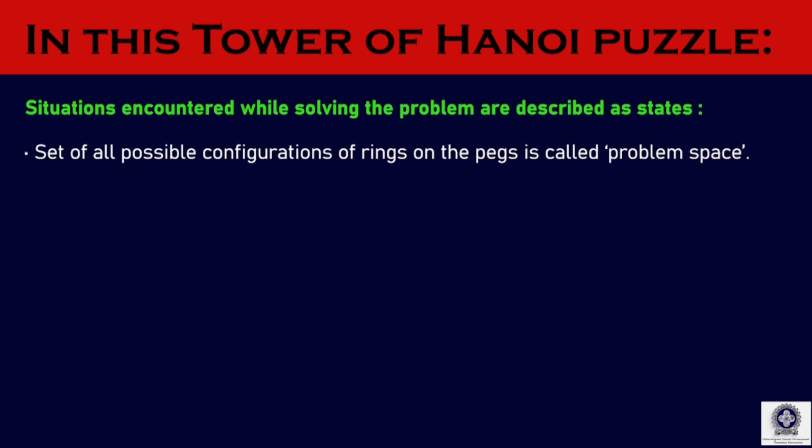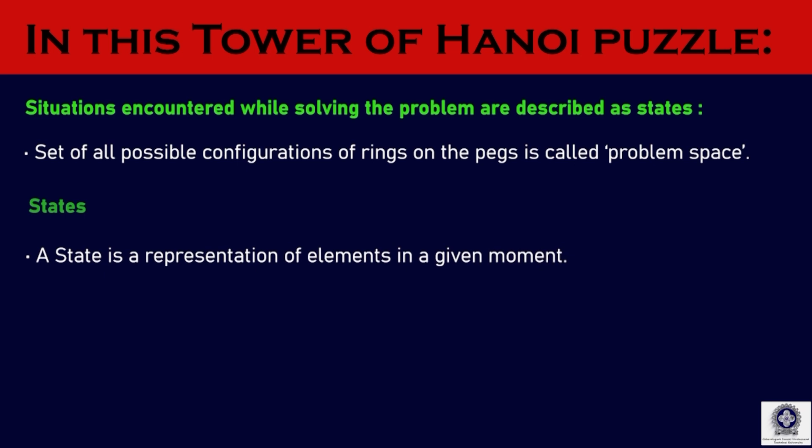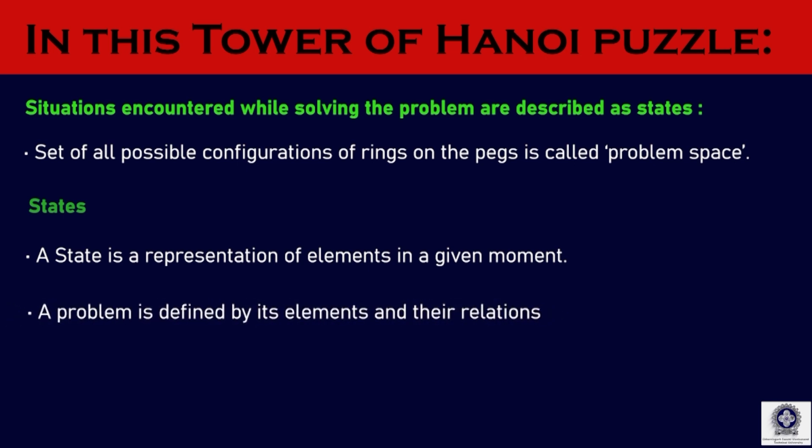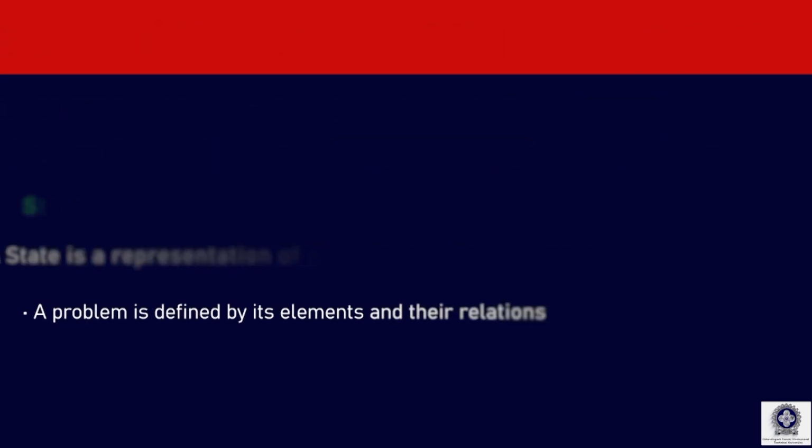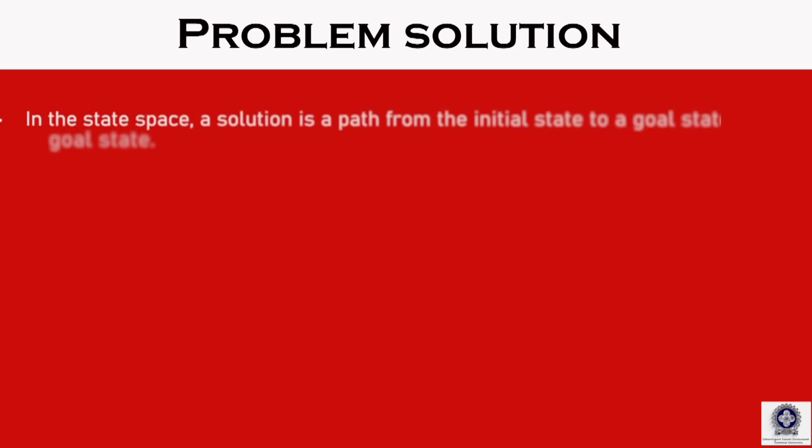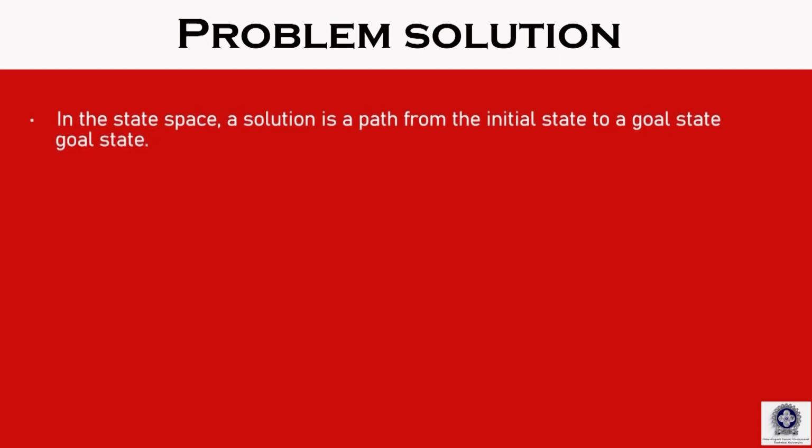The set of all possible configurations of rings on a peg is called the problem space. A state is a representation of the elements at a given moment. A problem is defined by its elements and their relations. Problem solution: in the state space, a solution is a path from the initial state to a goal state, or sometimes just a goal state.